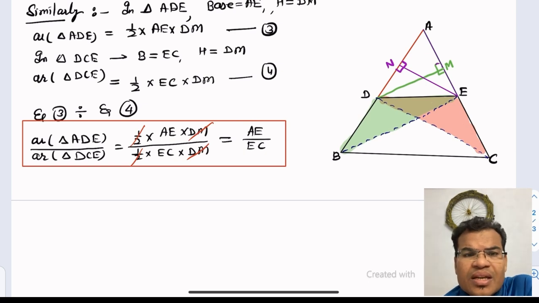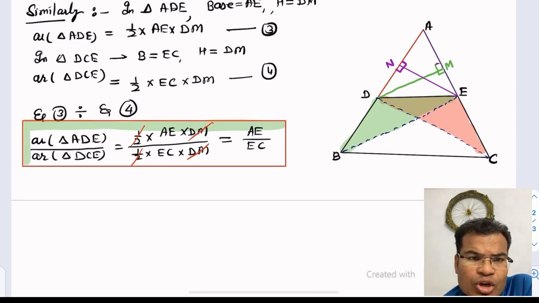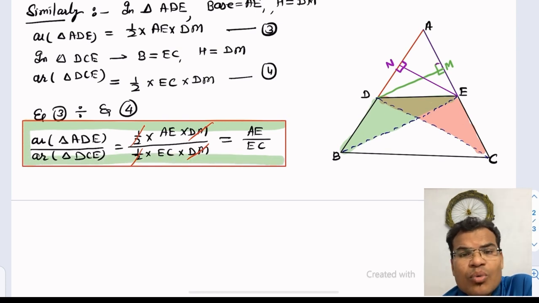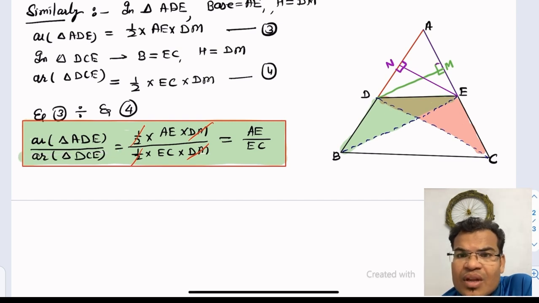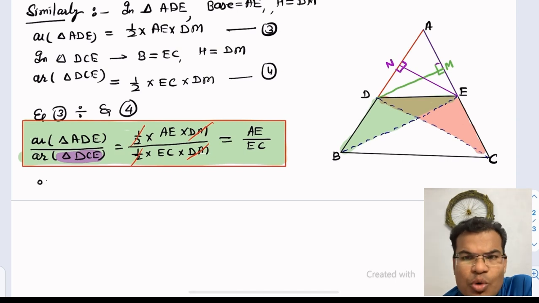So you can understand here, ADE is in the numerator of both the equations, but the denominators are different. In the denominator we have DBE or DCE. I don't want this DCE, and you can see in the previous one also, BDE. The areas of both these triangles are not the same.